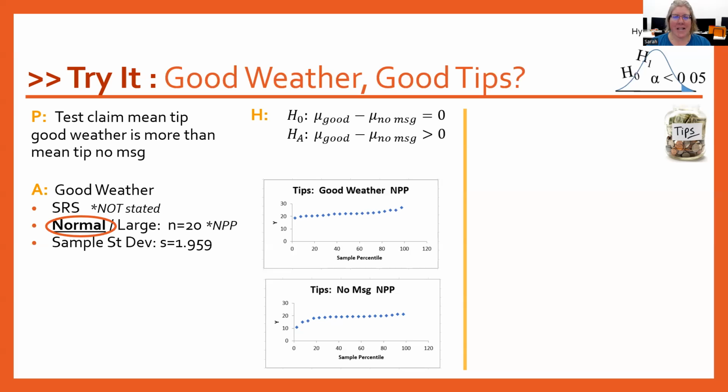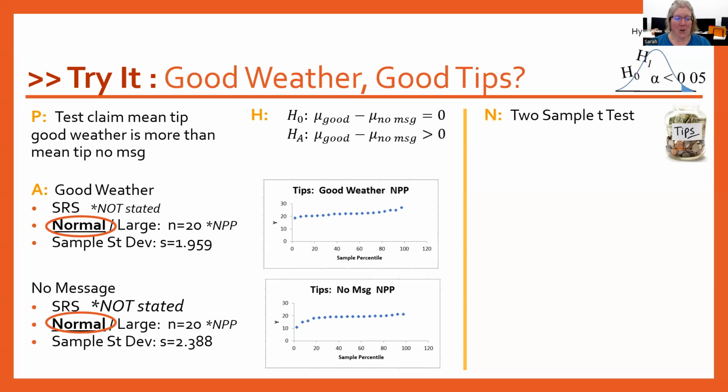Our sample size is n equals 20, so the central limit theorem doesn't apply here, but we do have the normal probability plot, and it does look pretty linear, or like a straight line. So I'm going to call that normal, with a sample standard deviation of s equal to 1.959.